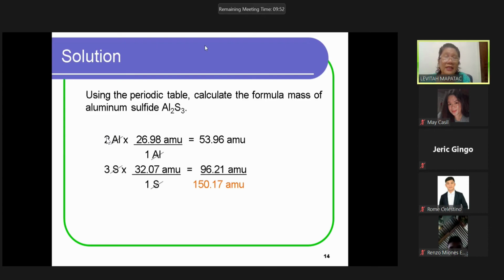Therefore, our atomic mass, cancel that one. This is the atomic mass of aluminum, 26.98 times 2, that is 53.96 atomic mass unit. Then, for sulfur, 32.07, multiply it with 3. Therefore, that is equivalent to 96.21. And, finally, the formula mass of aluminum sulfide is 150.17. Formula mass and molecular mass are the same. Okay.